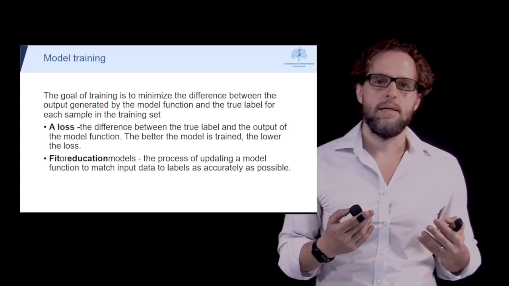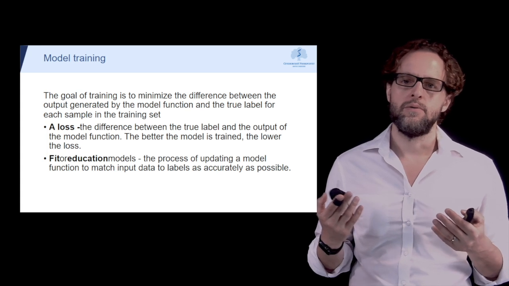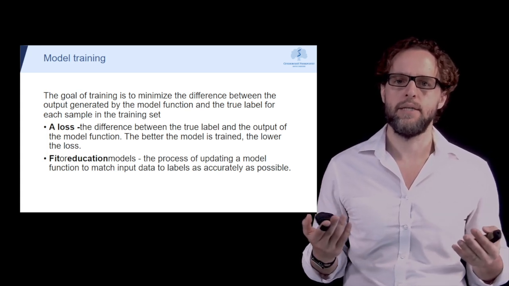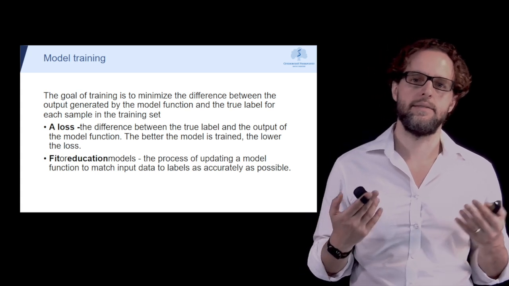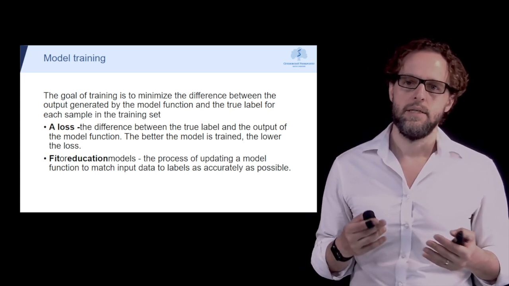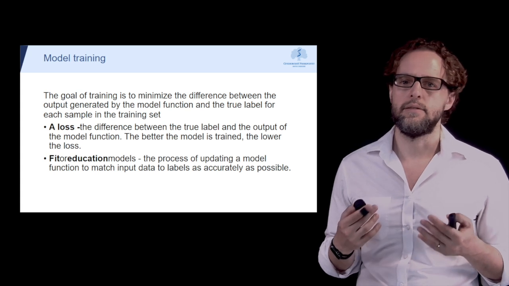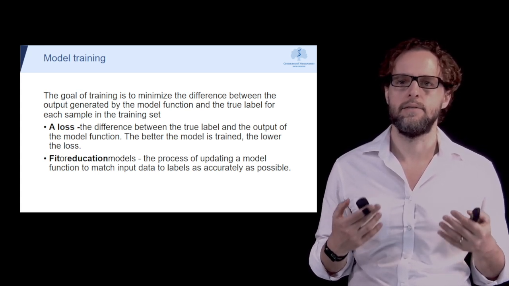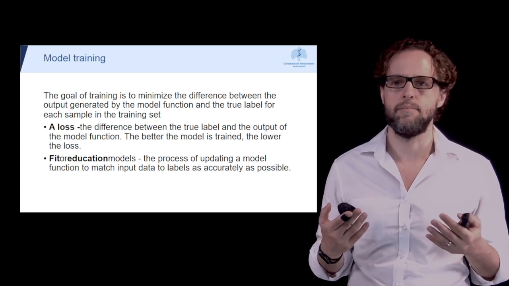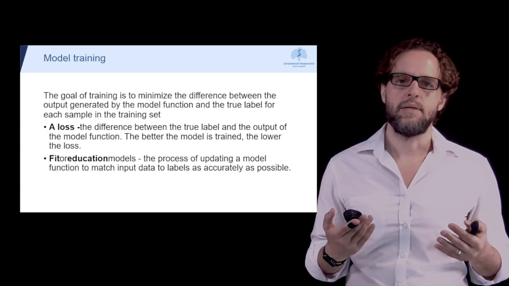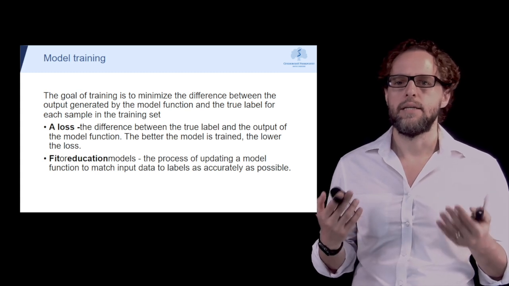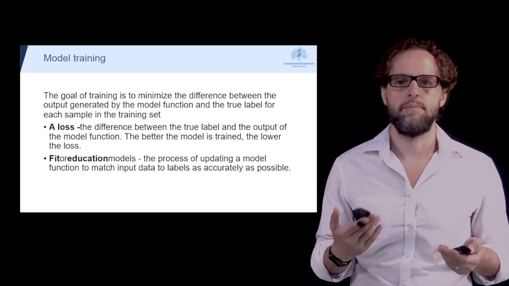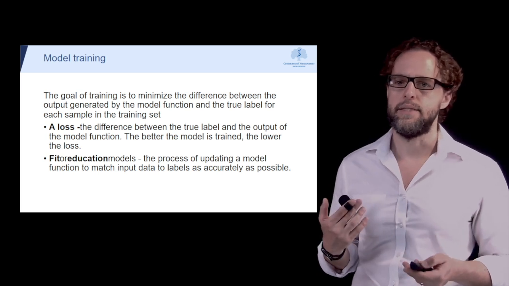The model updates its function to match the input data to the labels as accurately as possible. It's called adjustment of the model, and the model updates the function by changing its parameters. Parameters are numeric values that are used to perform operations on input data.